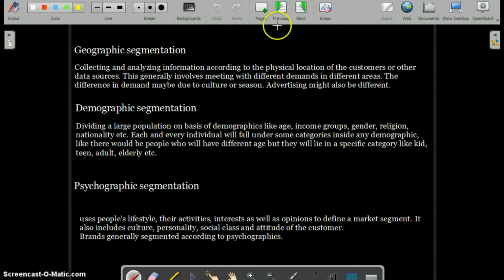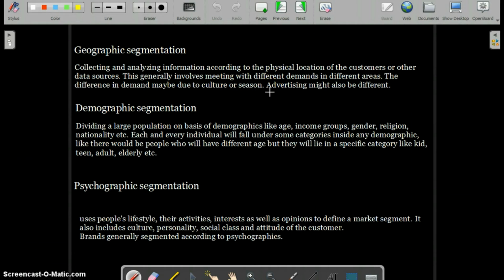There are three types of market segmentation: geographic, demographic, and psychographic. Now what are the differences in all three? Geographic allows collecting and analyzing information according to the physical location of the customers or other data sources. You are actually segmenting the market based on the location. This generally involves meeting different demands in different areas. The difference in demand may be due to culture or season.